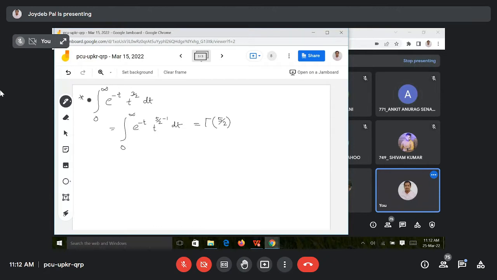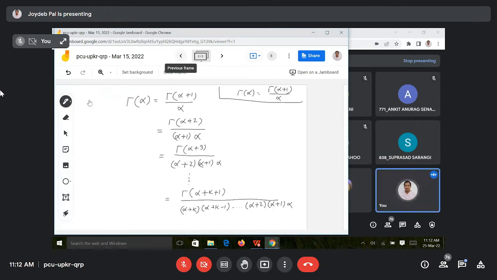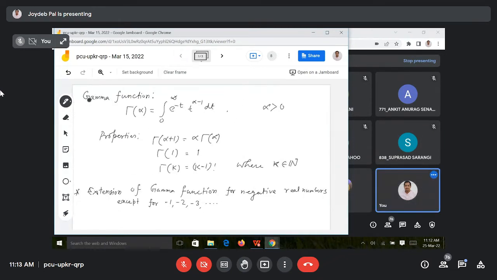Yes, sir. Now finding the value of gamma 5 by 2 is easier. You can apply the properties of gamma function so that you can find the exact value. Sir, how 5 by 2 minus 1? 3 by 2, sir. 5 by 2 minus 1 is not it 3 by 2? Acha, yes, sir. You have converted it into alpha minus 1 form. Yes, that form I have to convert now, because what is the definition? Definition of gamma alpha, you see. Yes, sir, got it.